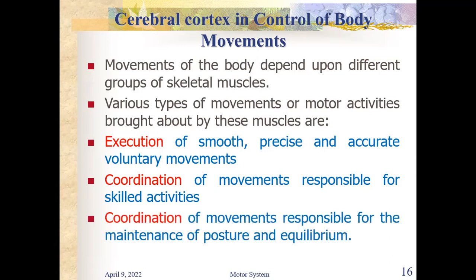Then we also have coordination of movements responsible for posture and equilibrium maintenance. So the muscles don't only execute smooth, precise, and accurate voluntary movements, they also coordinate movements that are responsible for skilled activities. They also coordinate movements that are responsible for posture and equilibrium maintenance. Maintenance of posture is brought about by coordination and contraction of these different groups of skeletal muscles in the body.